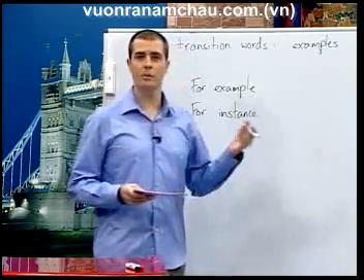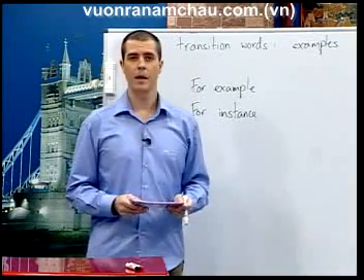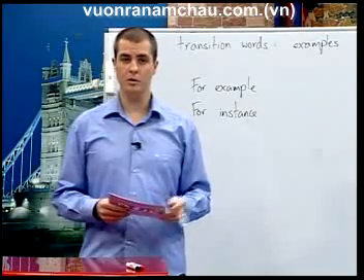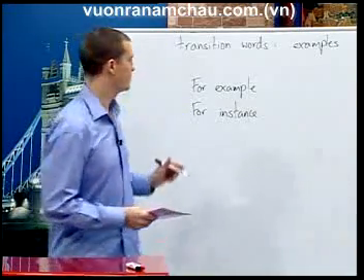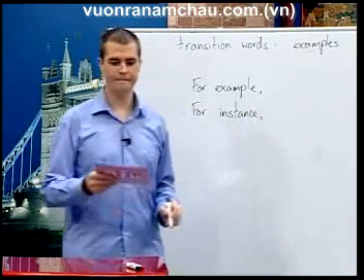are used to support the first sentence. They give us more information about the first sentence. In the first example sentence here, we said Joe is a good carpenter. The second sentence tells us how he is a good carpenter. His furniture always lasts a long time. And they are used to begin the second sentence and they always are followed with a comma.